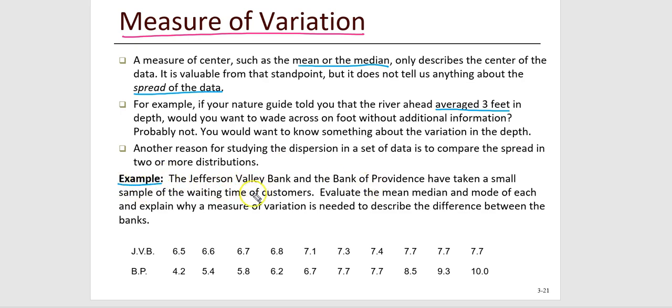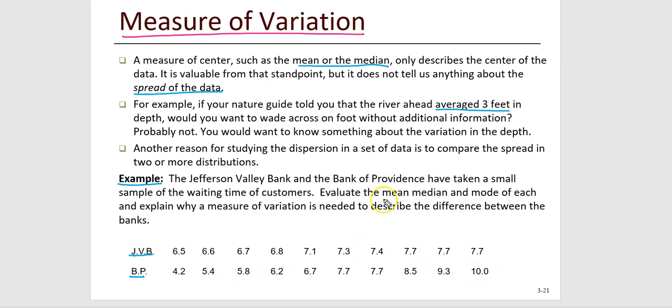Suppose that we have 2 banks, the Jefferson Valley Bank and the Bank of Providence, and they've taken a small sample of the waiting times of their customers. Here we have the Jefferson Valley Bank and the Bank of Providence data. These times are in minutes. For the Jefferson Valley Bank, we had customers who waited 6.5, 6.6, 6.7, up to 7.7 minutes. And at the Bank of Providence, one customer waited 4.2 minutes, then 5.4, up to 10 minutes.